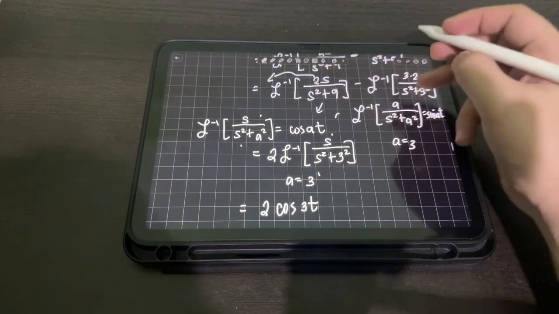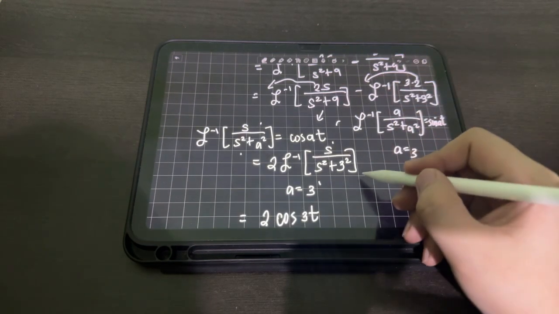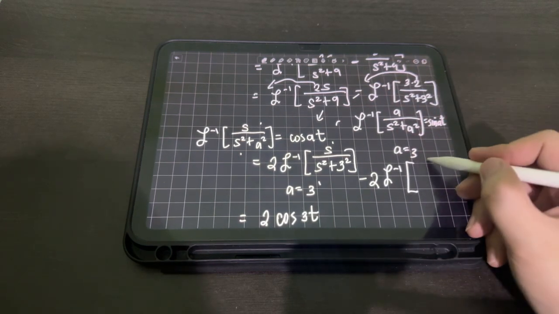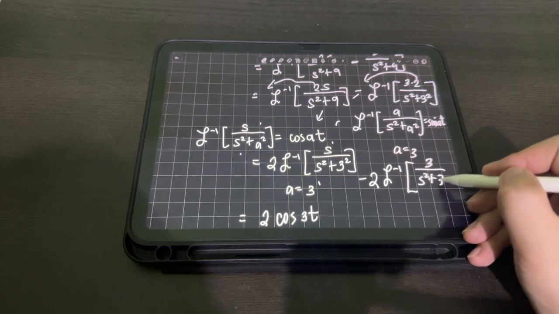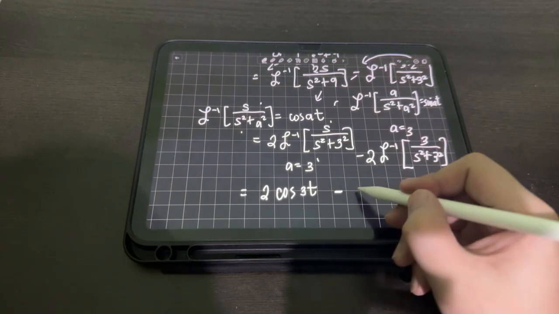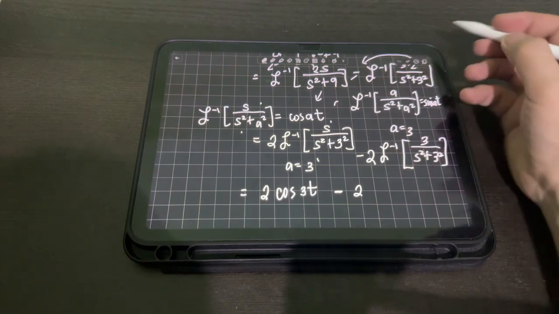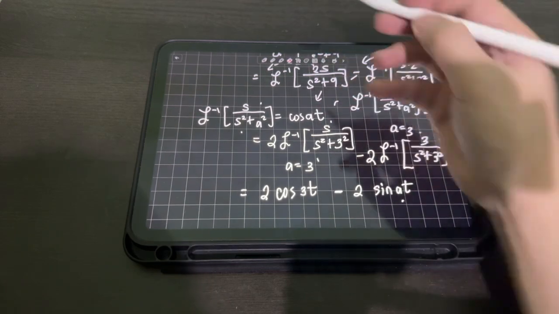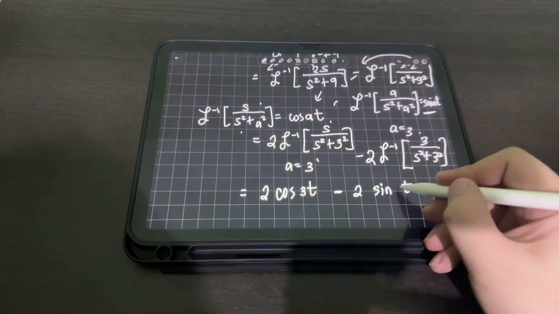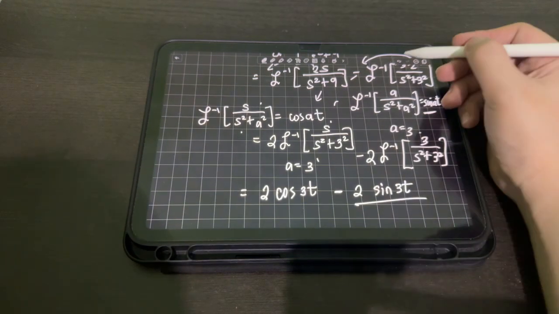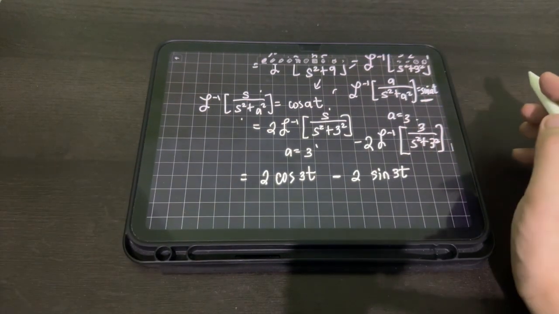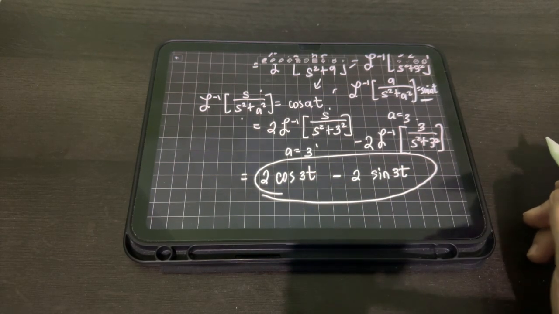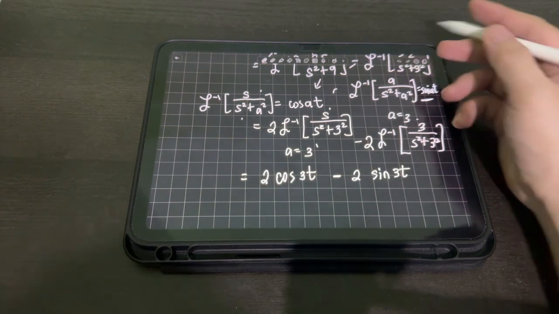Okay? So it is now equal. Putting 2 in front of the inverse Laplace operator, we will have negative 2 times the inverse Laplace of 3 over s squared plus 3 squared. Therefore, we have negative 2. The inverse Laplace transform of this is sine at, right? But a is 3, so we can substitute 3. Therefore, negative 2 sine 3t. So finally, the inverse Laplace transform is 2 cosine 3t minus 2 sine 3t. Okay?